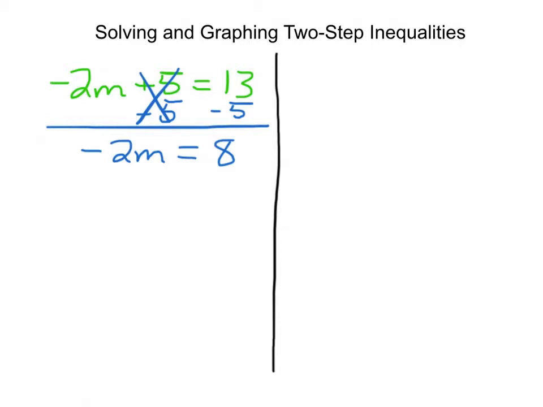Our next step would be to use the multiplicative inverse. So we're going to multiply both sides of the equation by the reciprocal of the coefficient. So our coefficient is negative 2 over 1, so we're going to multiply both sides by 1 over negative 2.